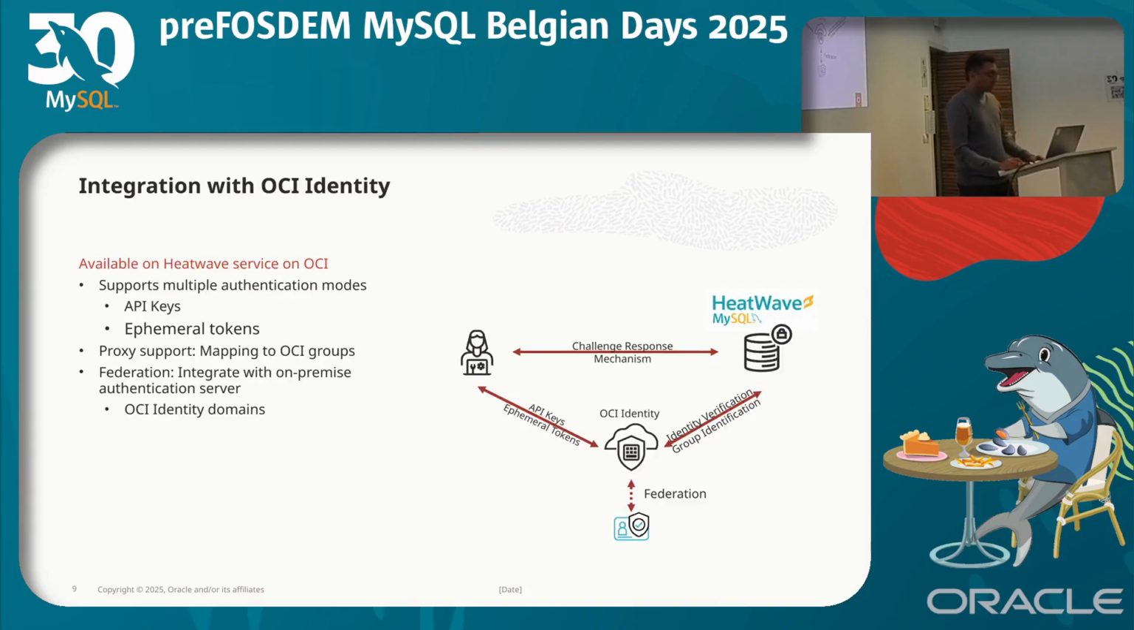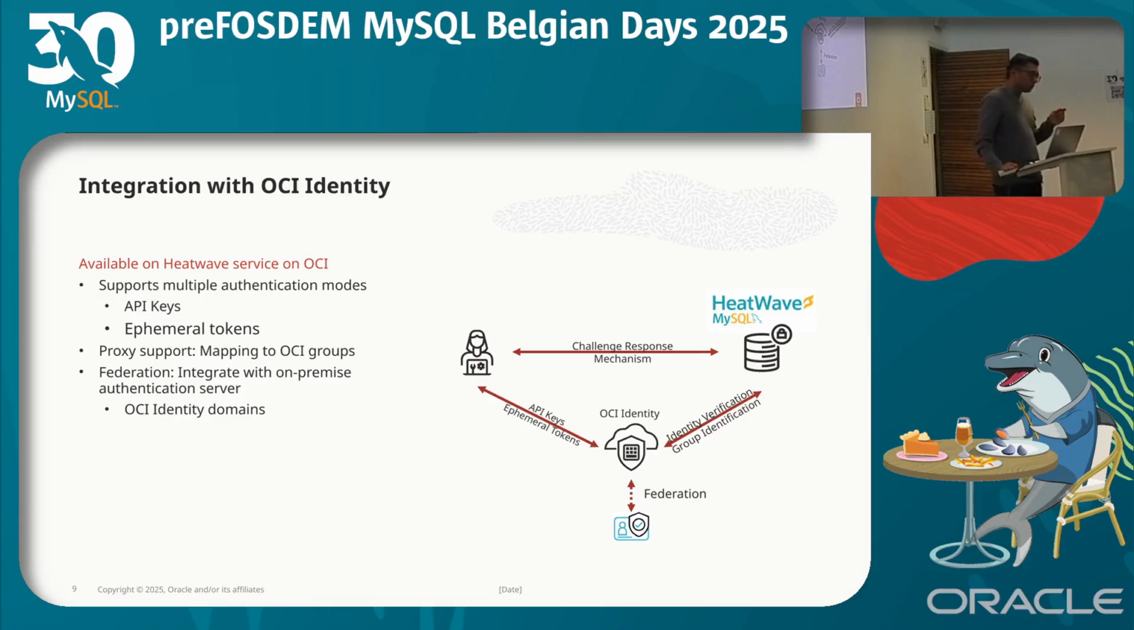The first thing we worked on, and this is available in the OCI HeatWave service because it is tightly coupled with Oracle OCI's identity service, is to support OCI identity with MySQL server. The way it works is that you create a user using OCI identity, and then you use the same account to log into MySQL. It works in two ways. When you create a user in OCI identity, it gives you an API key, sort of a public-private key pair, which you get access to. You can use this key pair to log into MySQL.